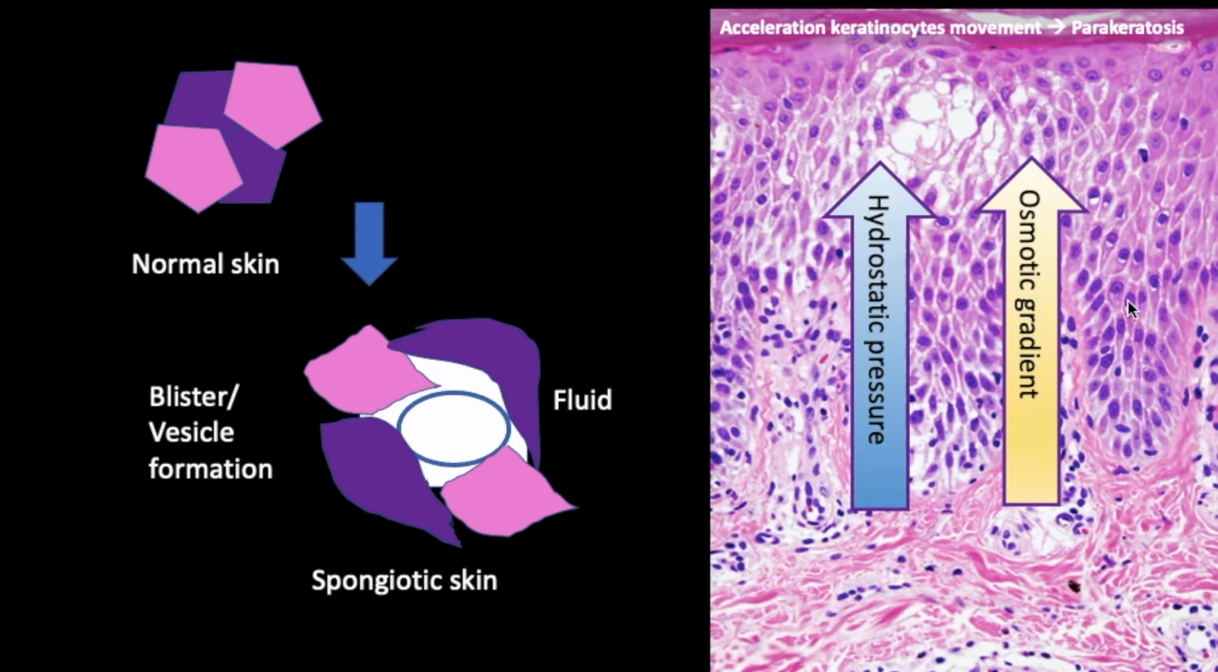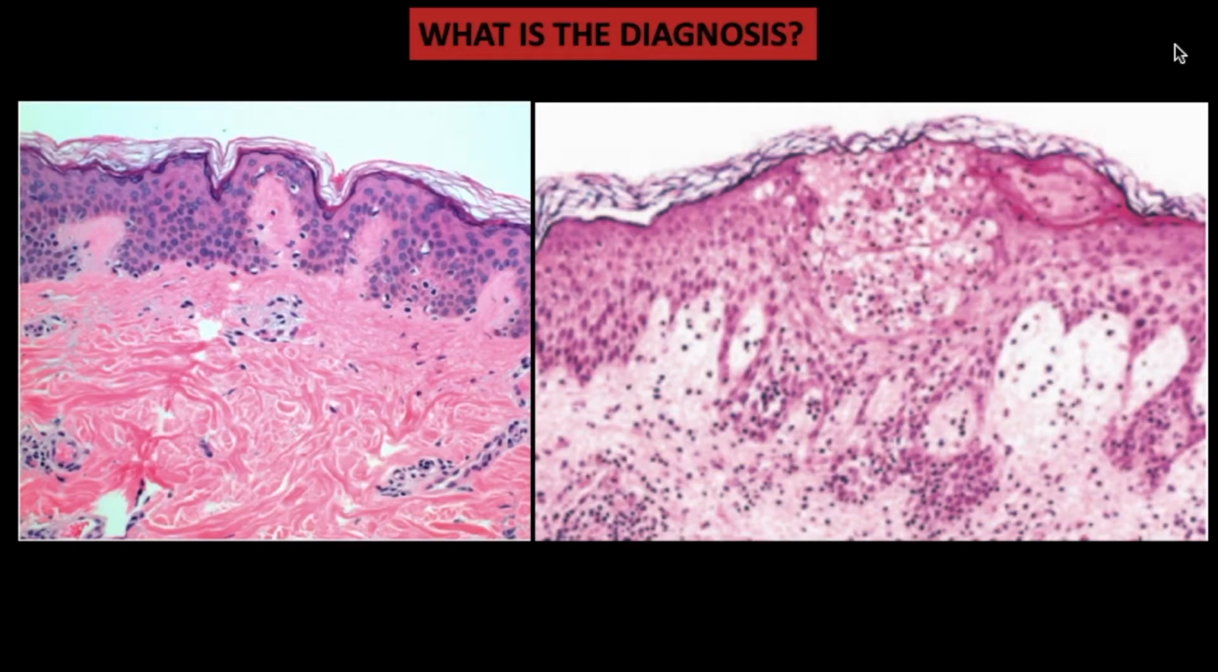The end result is we have fluid inside the epidermis separating the keratinocytes from each other, and if it is severe enough, you start seeing blisters and vesicles. With this reaction, you start seeing also the acceleration of the keratinocytes moving upward, and as an end result, we see the parakeratosis.